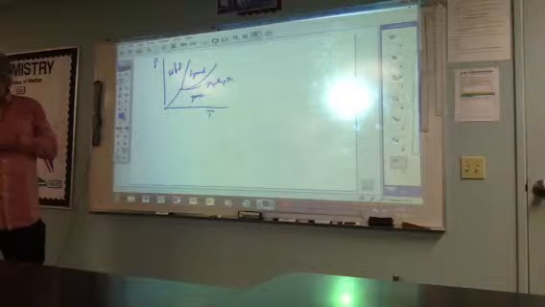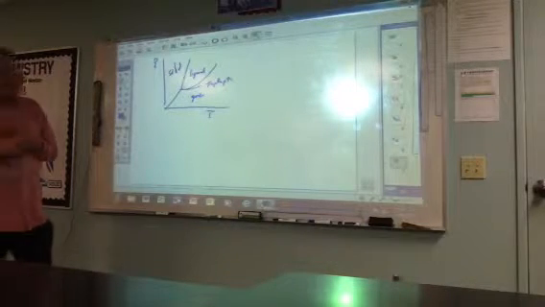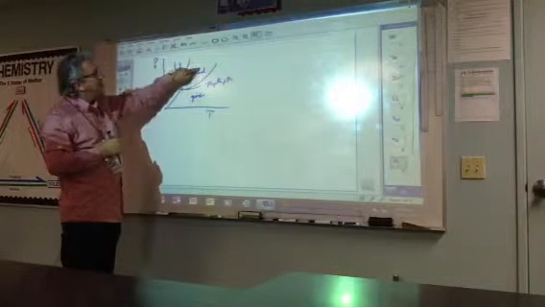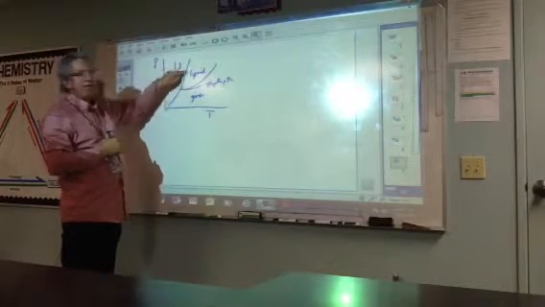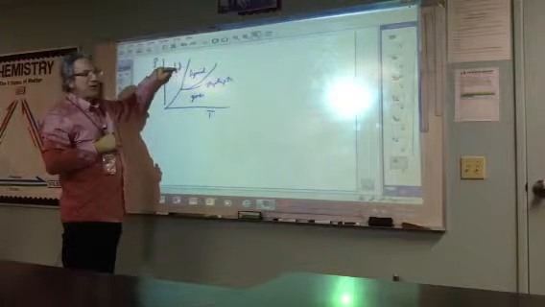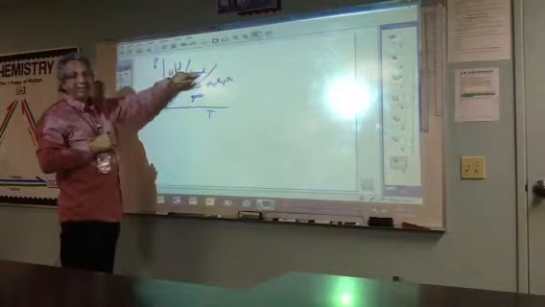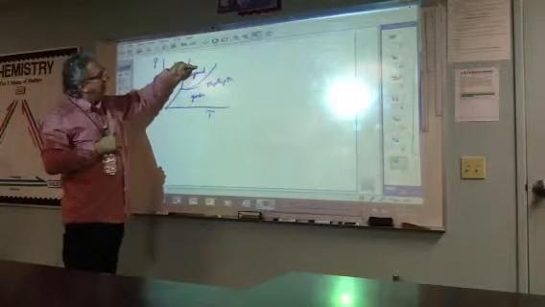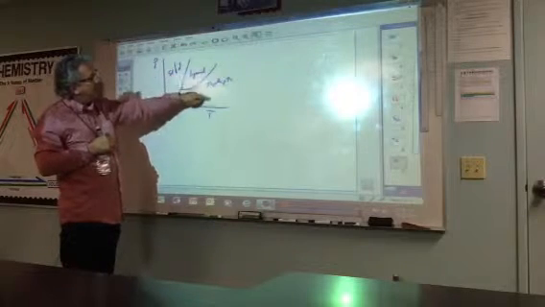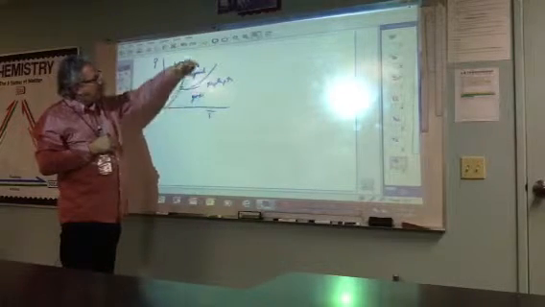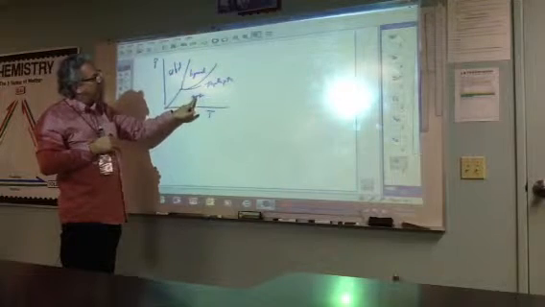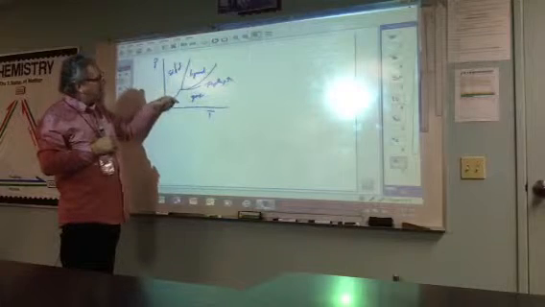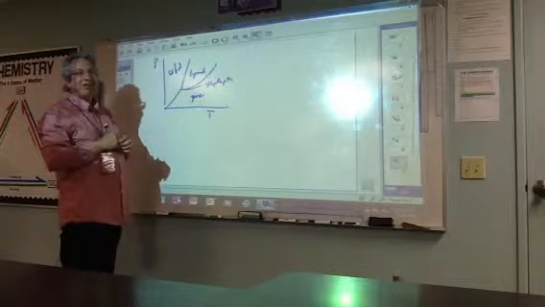We need to know some of the processes. So if I cross this line here, what process is happening? Melting. What process is going in reverse? Freezing. What if I cross here from here, this way? Vaporization. What's this way? Condensation. And what's going across here? Sublimation. And it's sublimation going back that way.